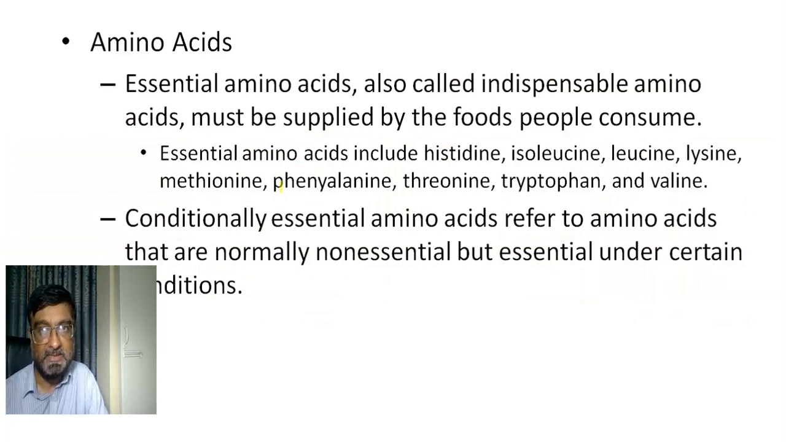Essential amino acids are also called indispensable amino acids and must be supplied by the food people consume. What are these essential amino acids? Histidine, isoleucine, leucine, lysine, methionine, phenylalanine, threonine, tryptophan, and valine. These are the amino acids that cannot be generated by the human body. Conditionally essential amino acids are normally non-essential but essential under certain conditions. Histidine is called a conditionally essential amino acid.